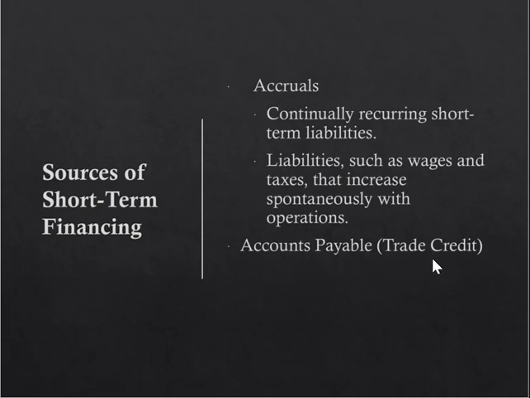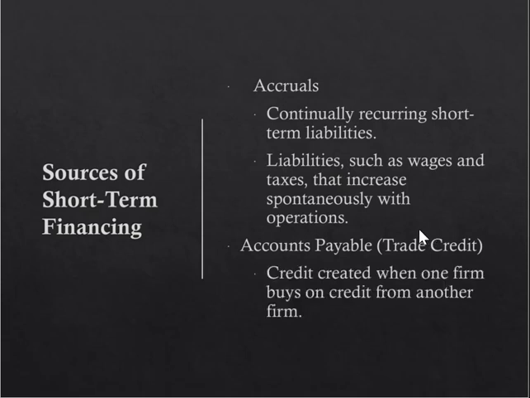You get in 1,000 widgets, and the terms are 2/10 net 30. So you have a 2% discount if you pay within 10 days, and it's due within 30 days. So you basically have a 30-day interest-free loan on accounts payable, and that's when someone buys on credit from another firm. Conversely, when someone buys on credit from you, they owe you accounts receivable.